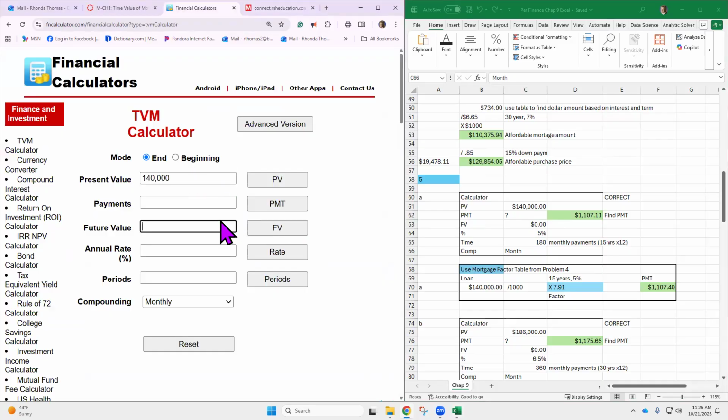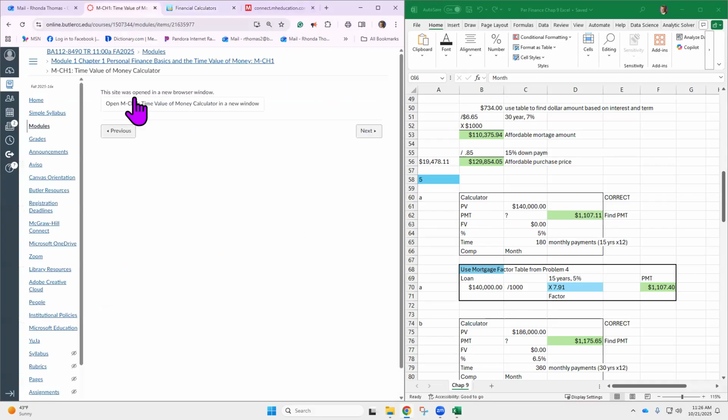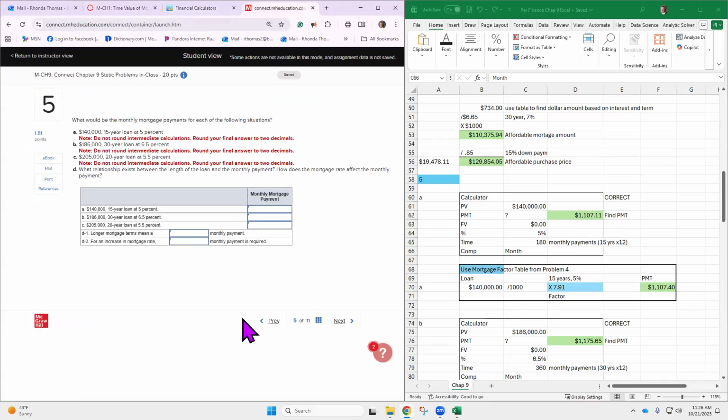So once again, here's our mortgage. We're trying to find our payment. Future value is 0, 5%. Periods are 180 payments monthly. So the payment is $1,107.11.